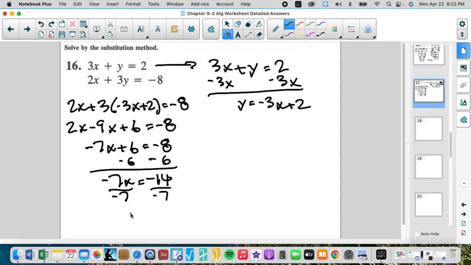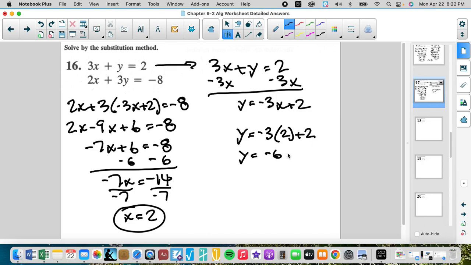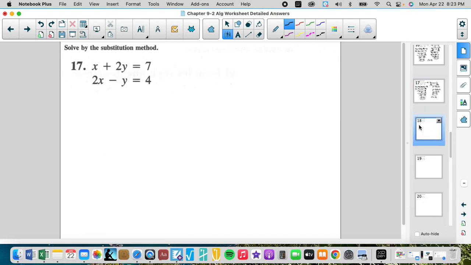Negative divided by negative is a positive 2. Then we take y equals 3 times 2 plus 2. Y equals negative 6 plus 2. Y equals negative 4. So 2 comma negative 4. These, you see how they are easy. And now we're just repeating. We haven't had any weird ones yet.